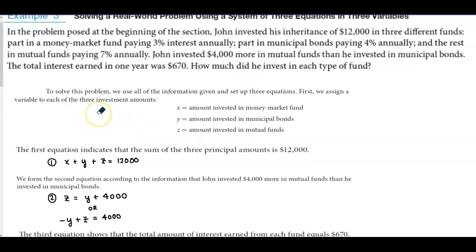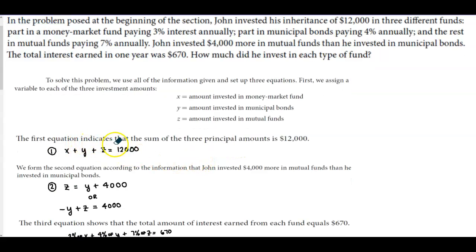Now, to solve this problem, we use all the information given and set up 3 equations. First, we need to assign a variable to each of the 3 investment amounts. We're going to let x equal the amount invested in money market funds, y equal the amount invested in municipal bonds, and z equal the amount invested in mutual funds.